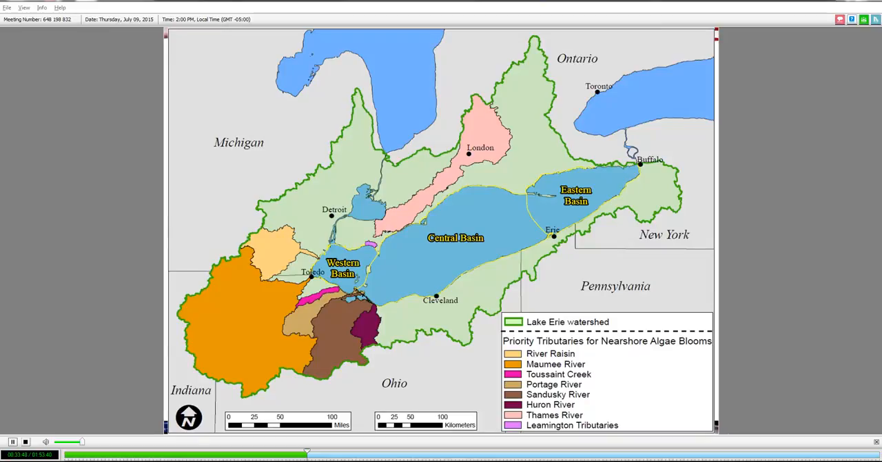Right now, we're working on allocations. As I said earlier, the 40% reduction will be allocated proportional to what U.S. and Canada contribute. We know that the total phosphorus load to the Central Basin in 2008 was a little over 9,500 metric tons. So we're confirming where those contributions come from, and then we'll apply the 40% reduction to that contribution.